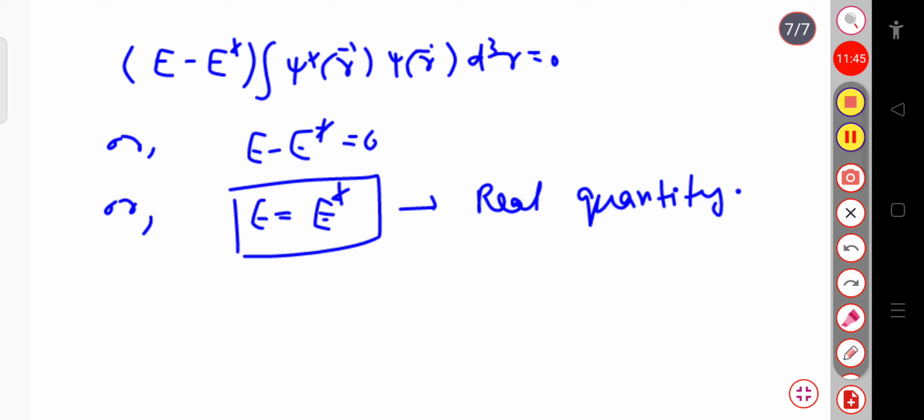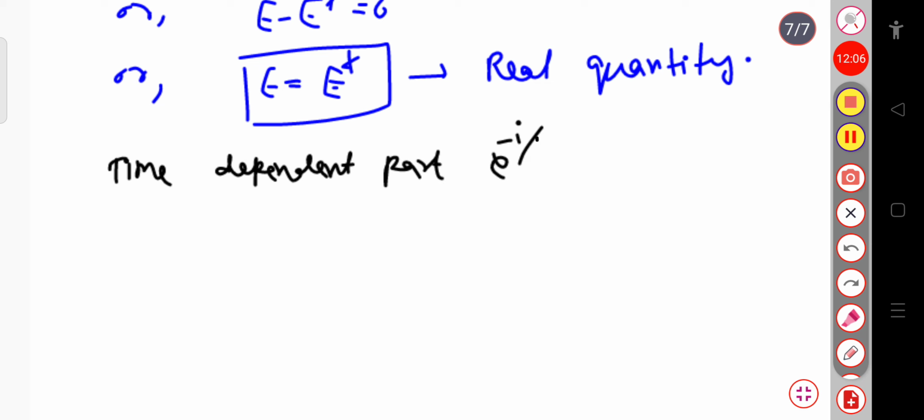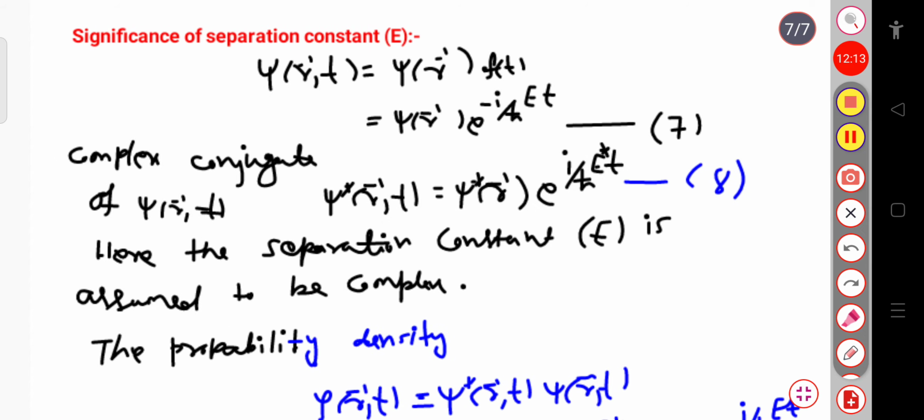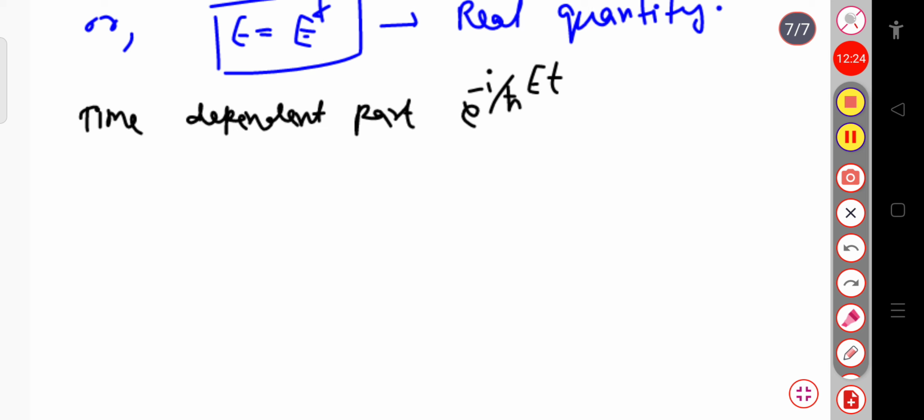And this is for the time independent part. Now for the time dependent part, that is your exponential minus i by h naught into e t. Why? Because you can see here we have considered there are two terms, one depends on r and another depends only on time. Okay, now if I consider this exponential minus iota by h naught into e into t, this time dependent part is oscillatory. It is oscillatory.